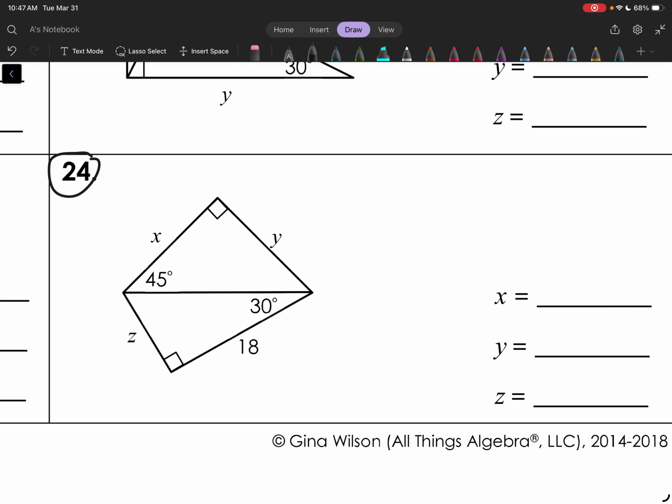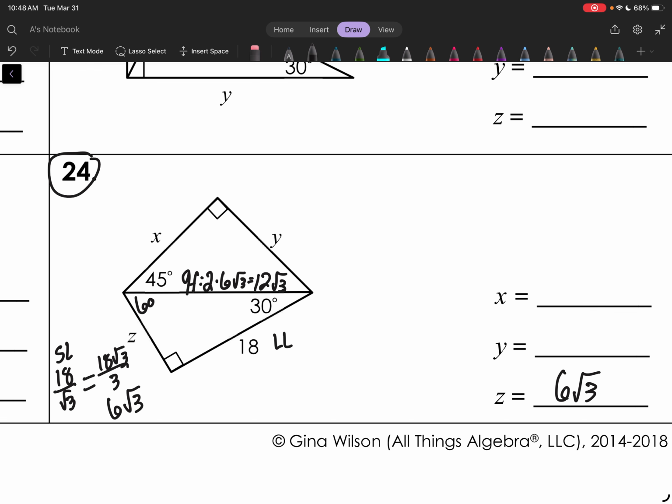For 24, I have the 18 as my long leg. Z is my short leg. To find my short leg, I'm going to divide by the square root of 3. This is 18 square root 3 over 3. 18 divided by 3 is 6, square root 3. To get my hypotenuse, I'm going to multiply by 2. So 2 times 6 square root 3, 12 square root 3.